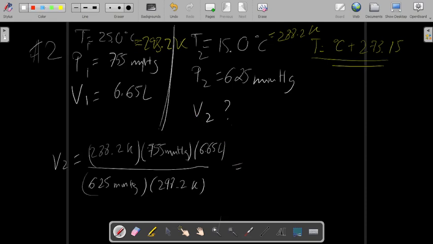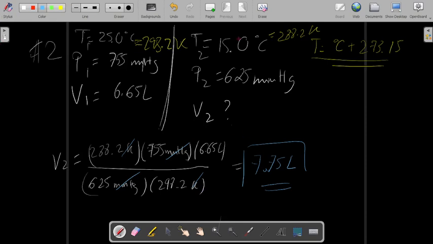As you probably noticed, the Kelvin cancels a Kelvin, mercury cancels a mercury, and you're going to be left with the units of liters, which is what you want. Put that in the calculator and you get the new volume to be 7.75 liters, which is what we said at the beginning. So there you go. That's how you solve number 2. And if you still have problems, remember to ask me on Friday when we meet.